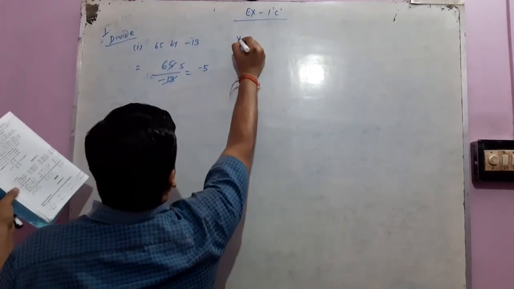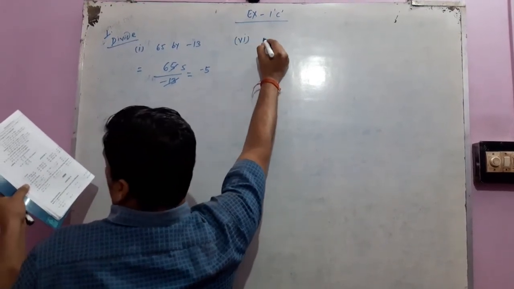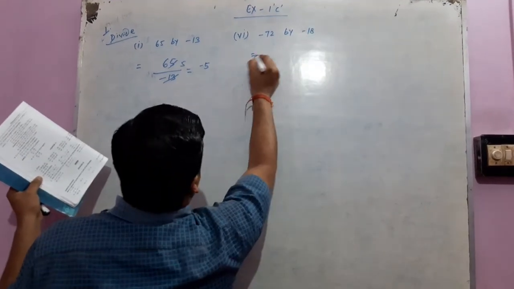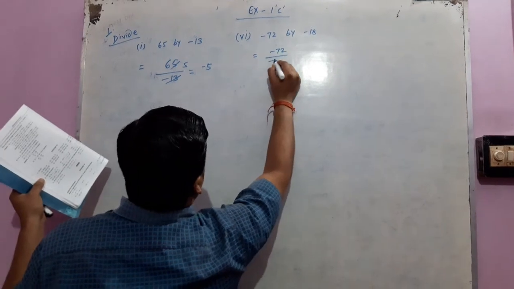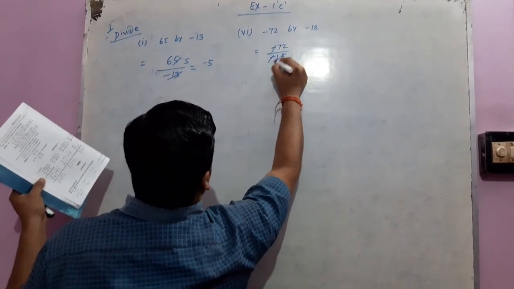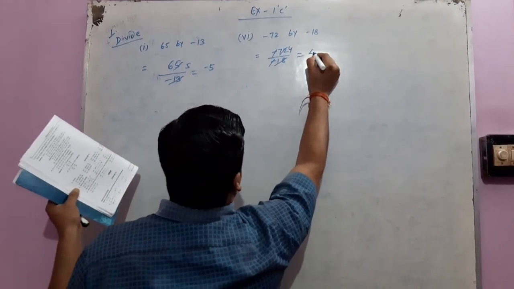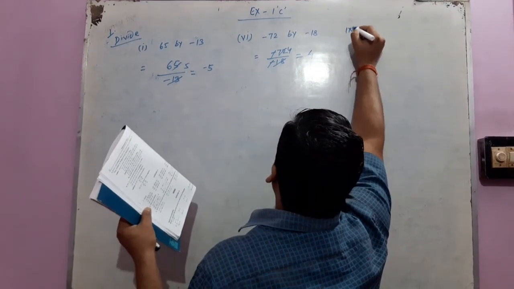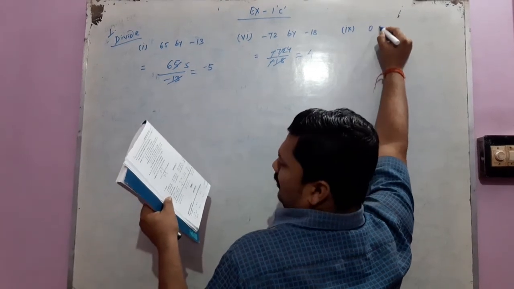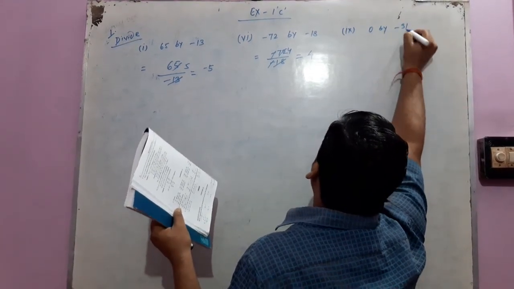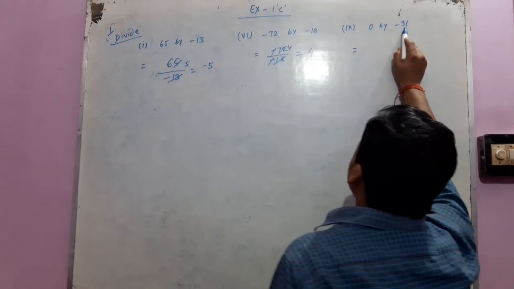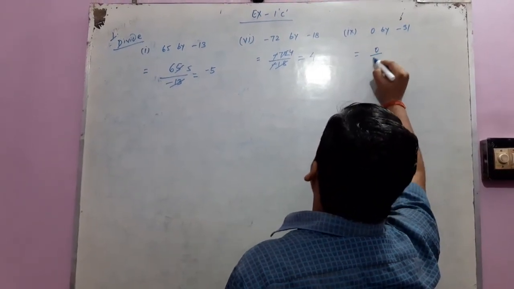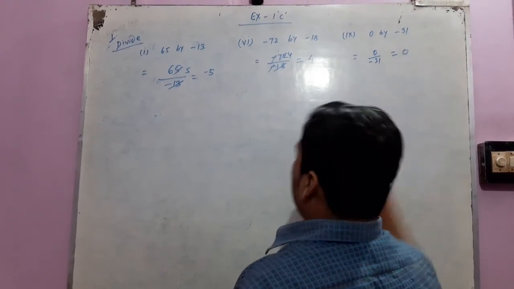Look at question number 6 of 1. Minus 72 by minus 18. Now when we divide minus 72 by minus 18, minus minus cancel, 18 fours are 72. The result will be 4. One more question here, number 9. 0 by minus 31. As I have told you earlier, when 0 is divided by any integer, the result will be 0.